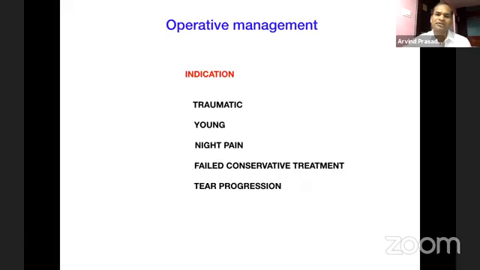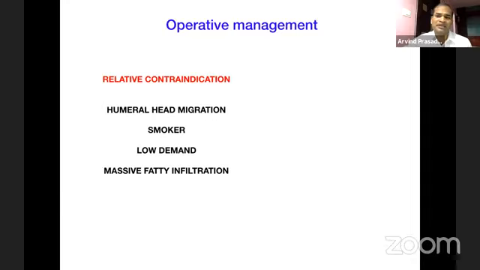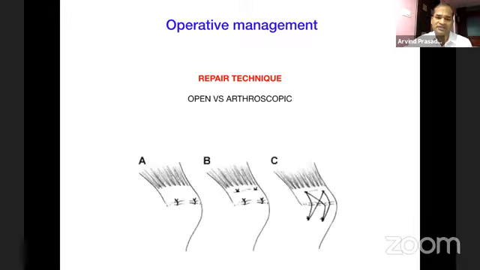So about the operative management indications, usually the traumatic one, in a younger patient, having severe night pain, where conservative treatment has failed, and with serial MRI there is progression of the tear. All these categories of patients should be managed surgically. And there are some relative contraindications, like superior migration of the humeral head, heavy smoker, those not having much demand of the shoulder joint, and also massive fatty infiltration of the cuff. All these are the relative contraindications.